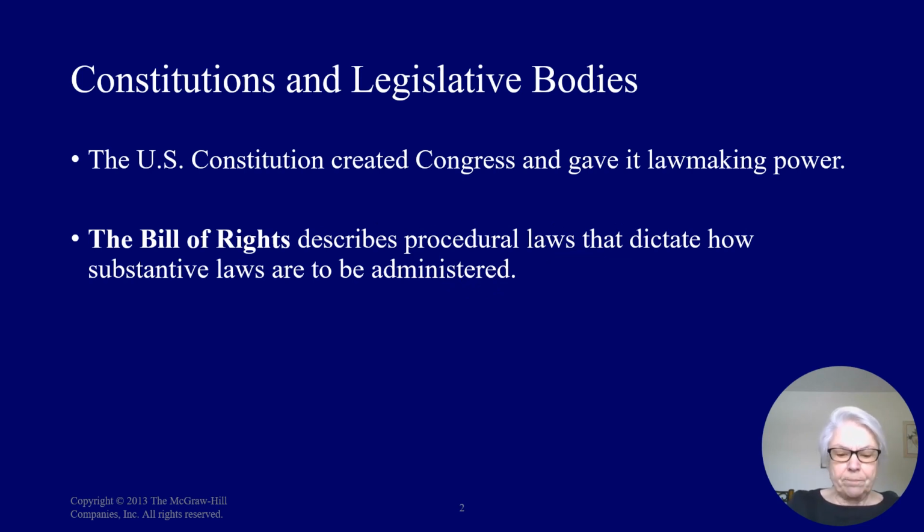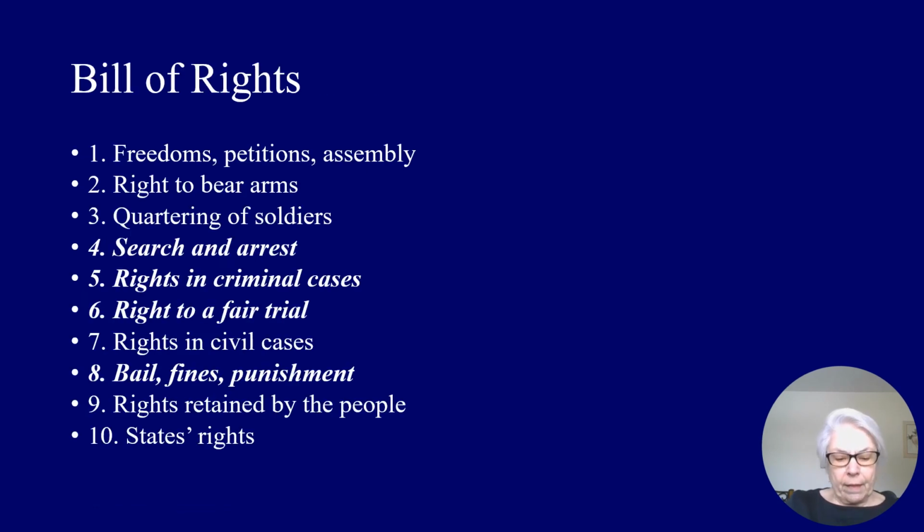Okay, the Bill of Rights is this unit's lecture. To begin, the U.S. Constitution created Congress and gave it lawmaking power. The Bill of Rights describes how substantive laws are carried out. The first 10 are basically about limiting the federal government's power.